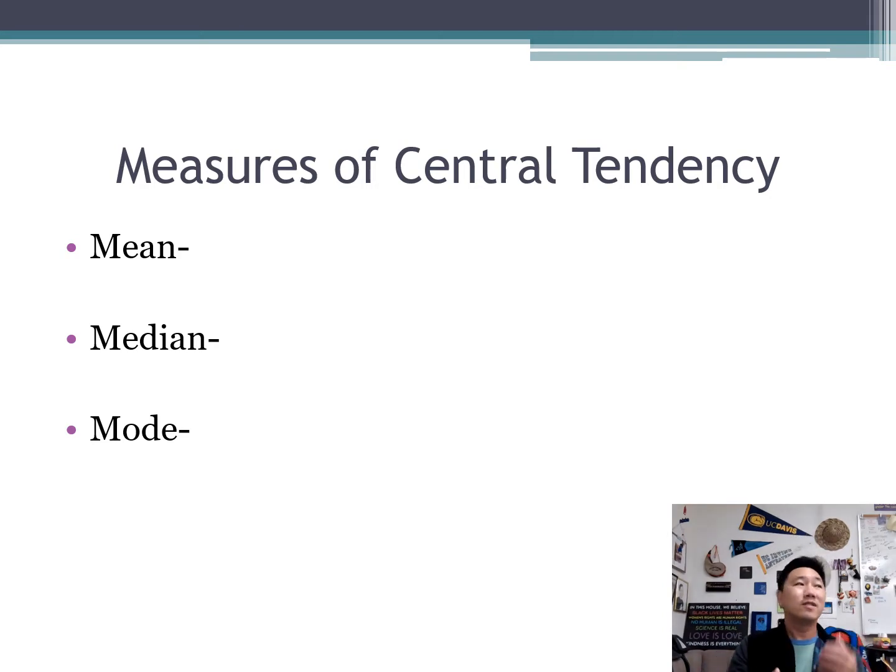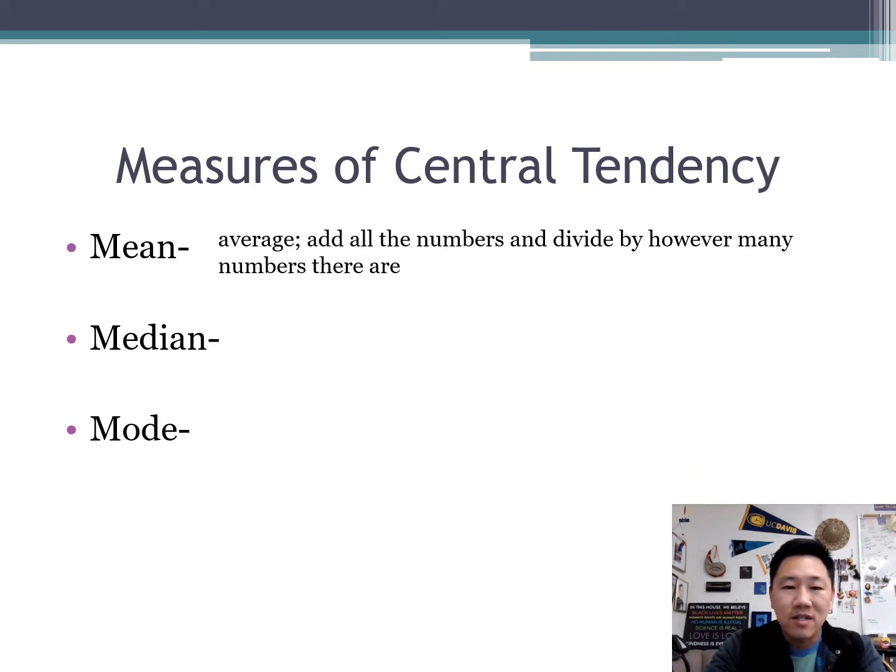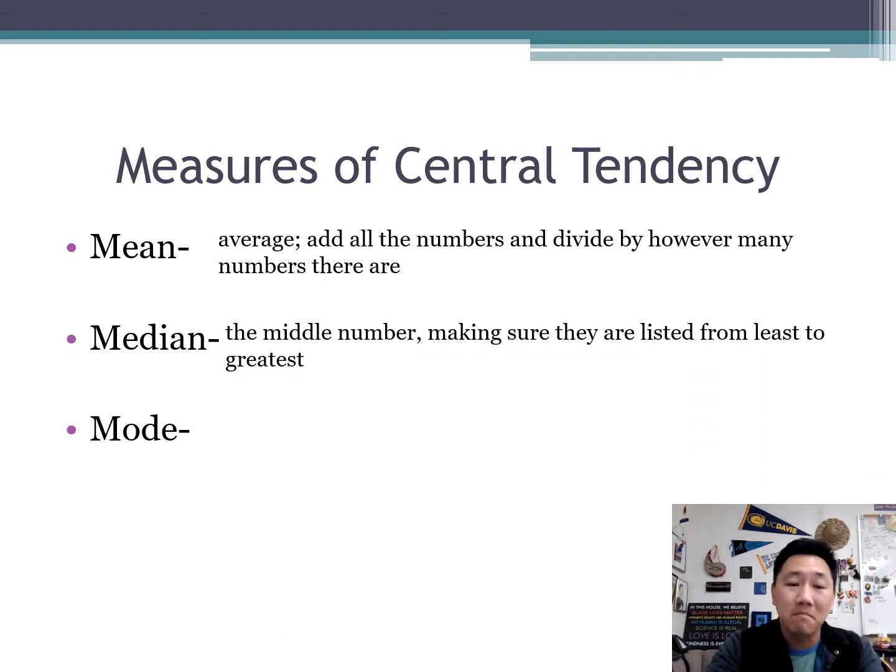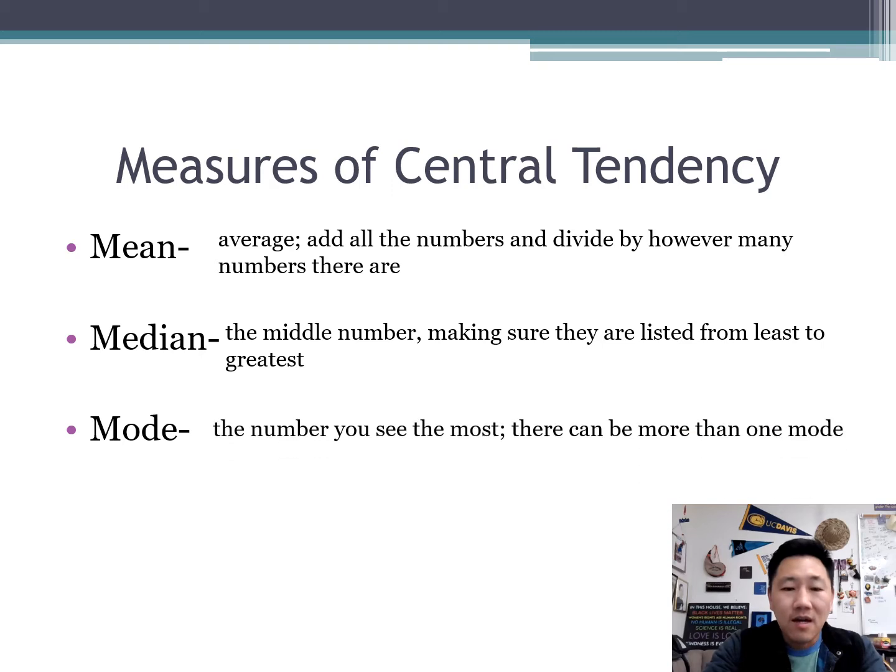So, yes, you've learned this probably in the 6th grade. The mean is the average. When you add up all the numbers and then divide by however many numbers there are. The median is like the middle. But when you find the middle, you have to make sure that the numbers are lined up from least to greatest. And then the mode is the number you see the most. And then sometimes there can be more than one mode because there could be a couple of modes.